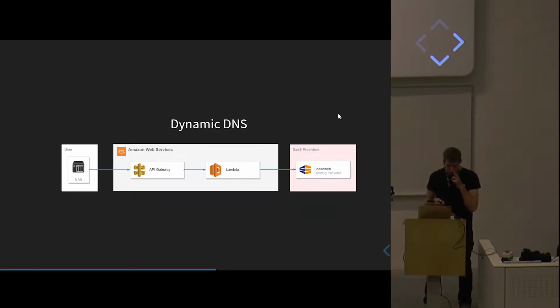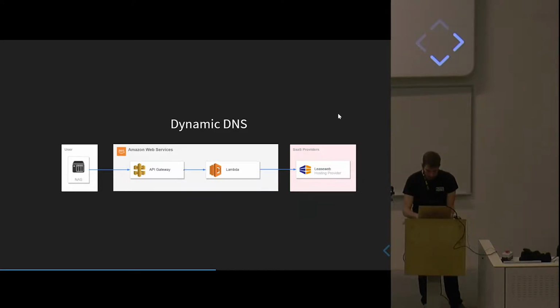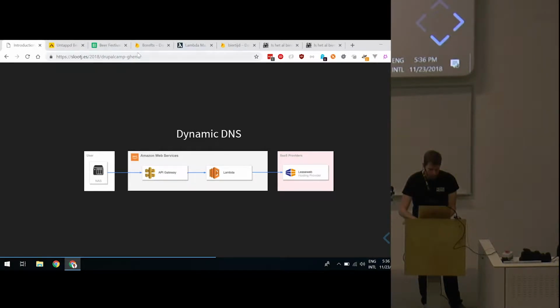So what I did is I created a small script that's just calling an API endpoint on API Gateway at Amazon, and there's a small piece of code, and the only thing it does is take my current IP and update it at my provider where I have my domains hosted, which in this case is LeaseWeb. And I can show you this piece of code.